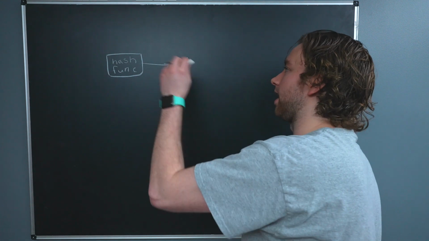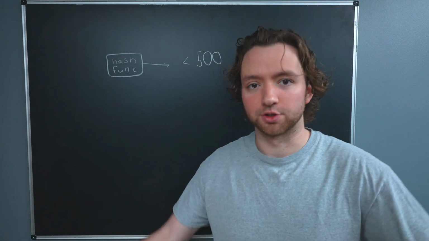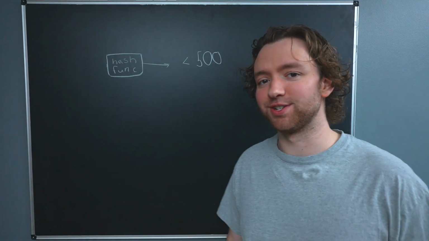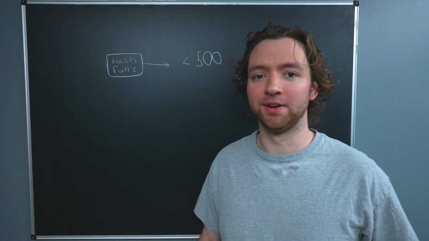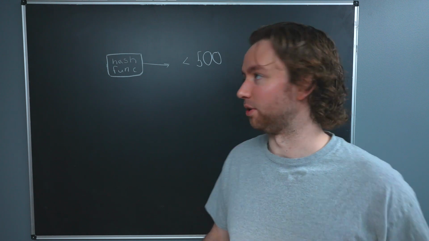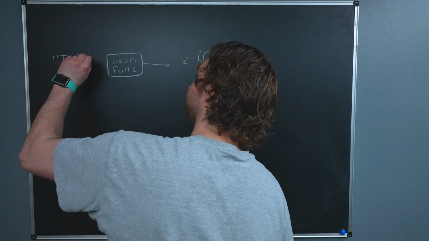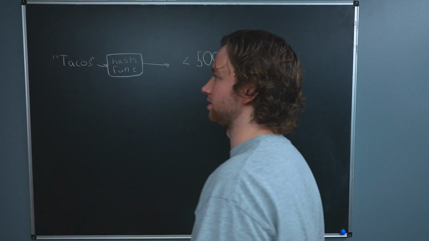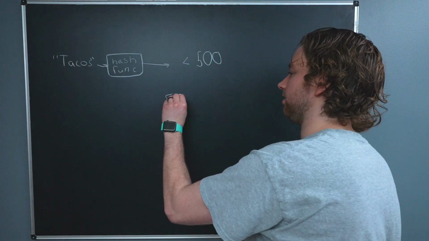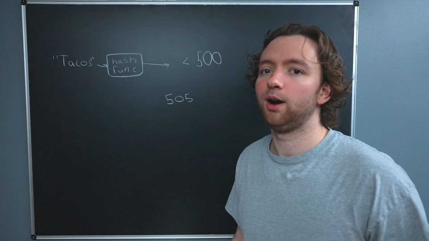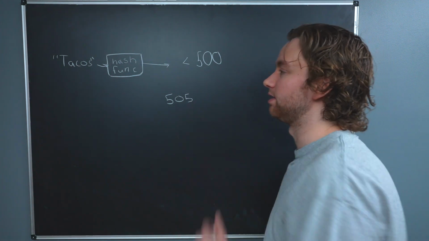So the goal here is to get a hash value below 500. All right, start. But there's one extra condition of this game I forgot to mention. The input to this theoretical hash function here has to be tacos. All right, the string tacos. So we both take the string tacos and pass it into this hash function. And let's just say we both get the value 505. Uh-oh, we lose. Both of us lose because neither of us have met this condition.